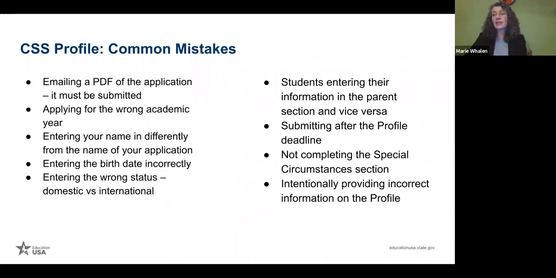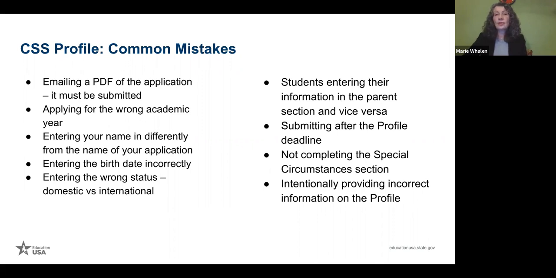Another common mistake is entering your wrong status, domestic versus international. We typically see this with international students who are studying at a US high school or college. They think that it's a domestic application because they're already physically present in the US. But even though a student may be physically located in Seattle or LA versus Delhi or Mumbai, you are considered an international student, and your application should always be designated as international versus domestic.